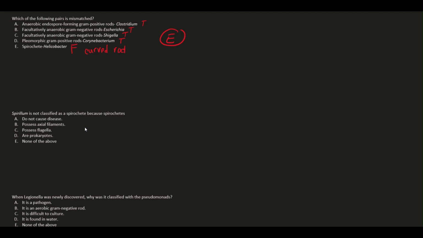Spirillum is not classified as a spirochete because spirochetes, A, do not cause disease, B, possess axial filaments, C, possess flagella, D, are prokaryotes, E, none of the above. So what is something that spirochetes have that spirillum does not? Oh, the answer is B, axial filaments. Axial filaments in spirochetes are used for motility. So the answer is B.